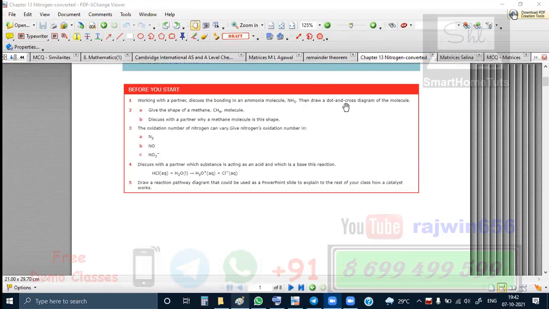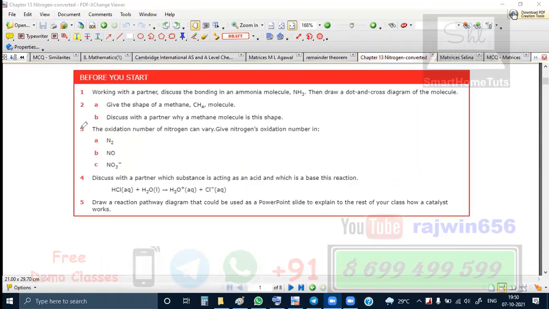Okay, for ammonia, you are going to draw a dot and cross diagram, and for methane, you are going to draw the displayed formula. Okay, the third part, the oxidation number of nitrogen can vary. Give nitrogen's oxidation number in N2, NO, and NO3 minus. Just try to work this out on your own.